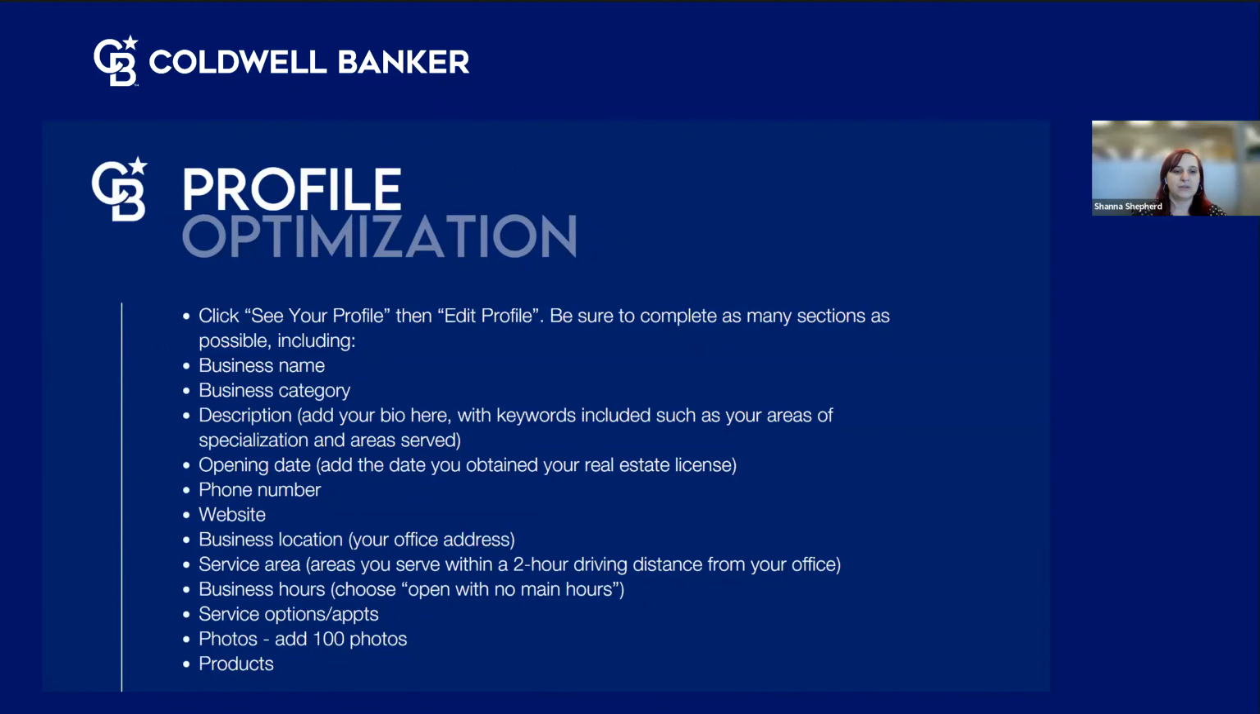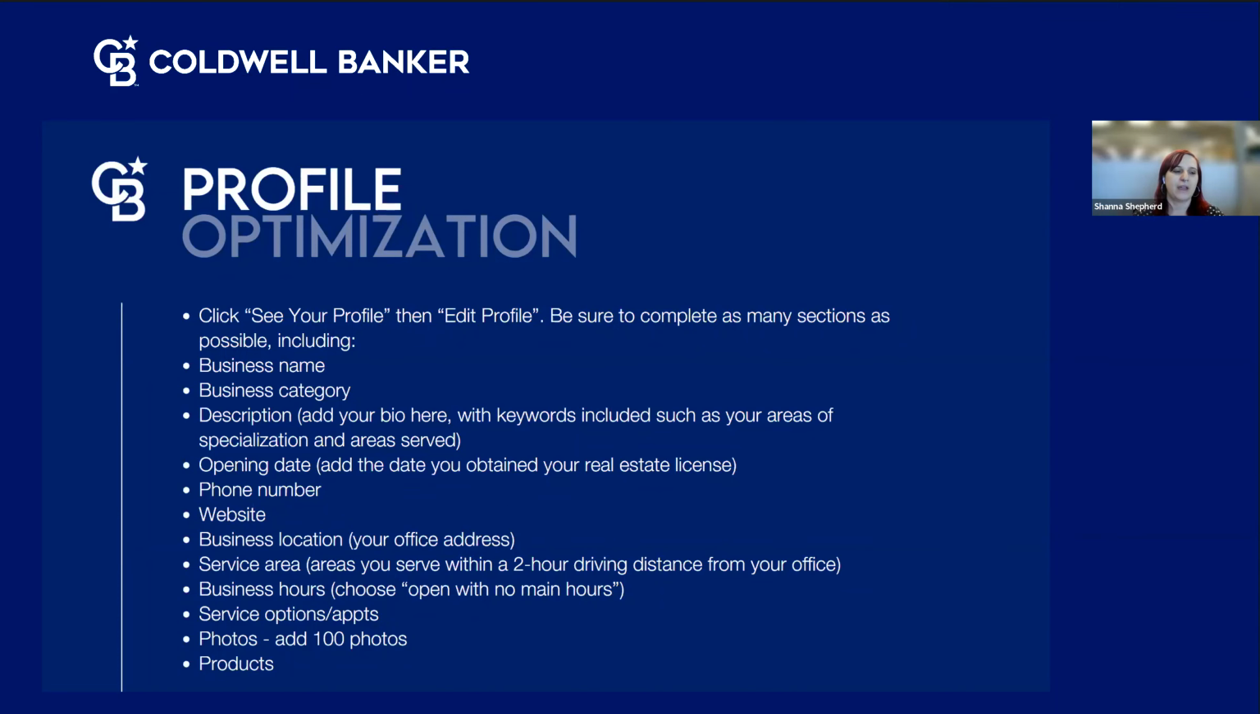The next thing you want to do is optimize your profile, and you can do this while you're waiting for your verification postcard. You don't have to be verified to go in and optimize your profile, which is really nice. So by the time you're verified, everything is there and ready to go. When you go in, log into Google, click see your profile and edit profile, and make sure everything is filled out to the best of your ability. So business name, your business category, so real estate, the description, you want to put your bio here.